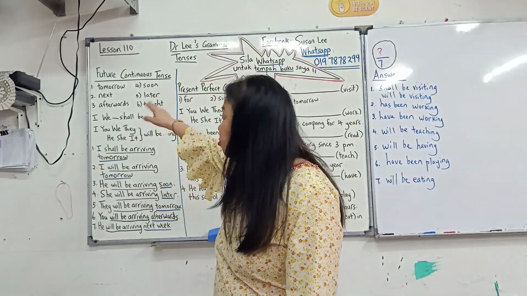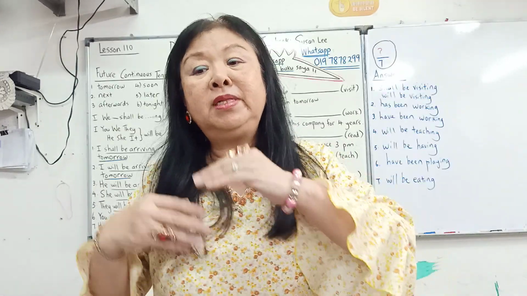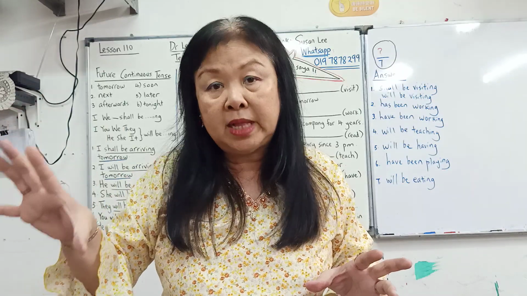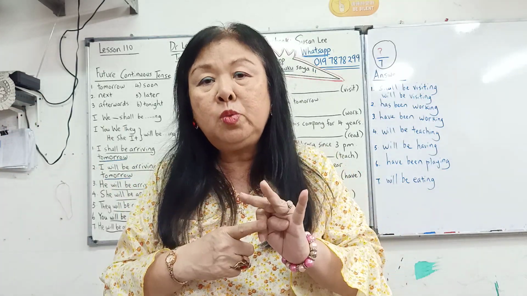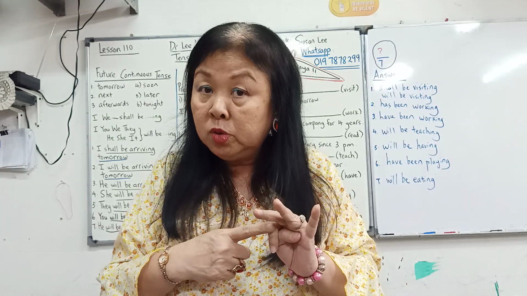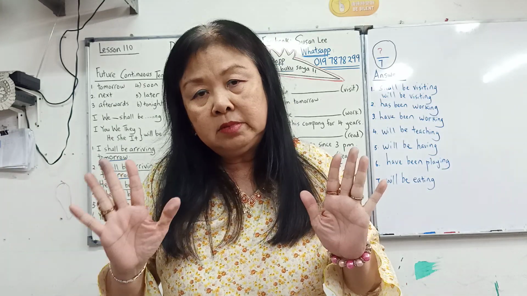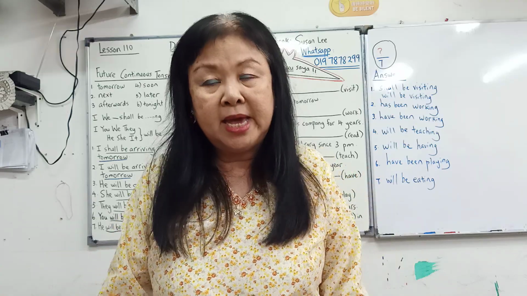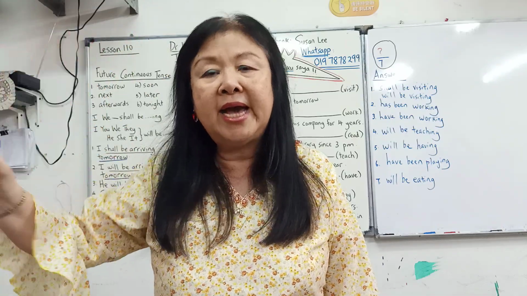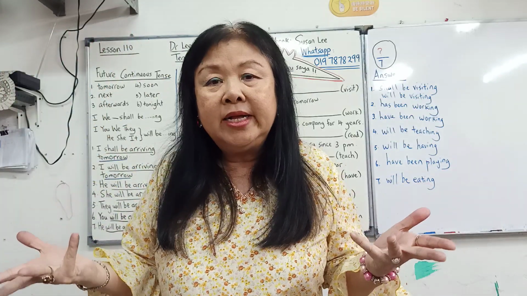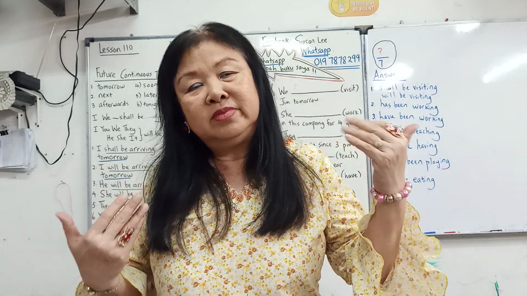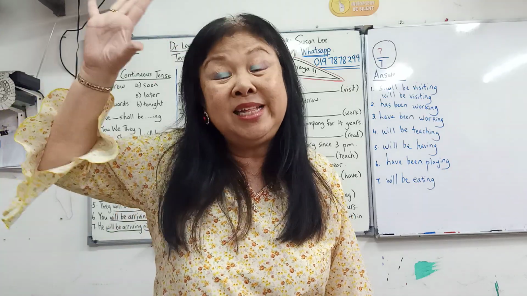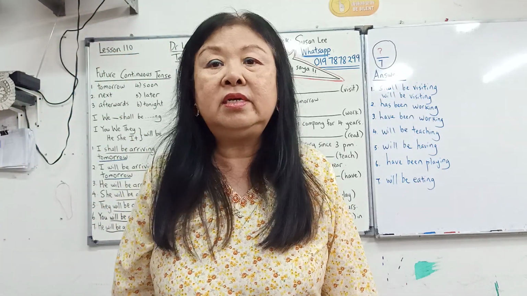Okay, future continuous tense means things that will happen in the future. Normally we plan already. Normally, it's already fixed that this thing will happen. So remember, I and we use shall be. We can also use will be. The rest, you, we, they, he, she, it, we use will be. But we cannot use shall be. After will be, after shall be, ing. And when, tomorrow, next week, soon, later, afterwards, or even tonight. If you are talking in the daytime and you talk about tonight, therefore, it is in the future.